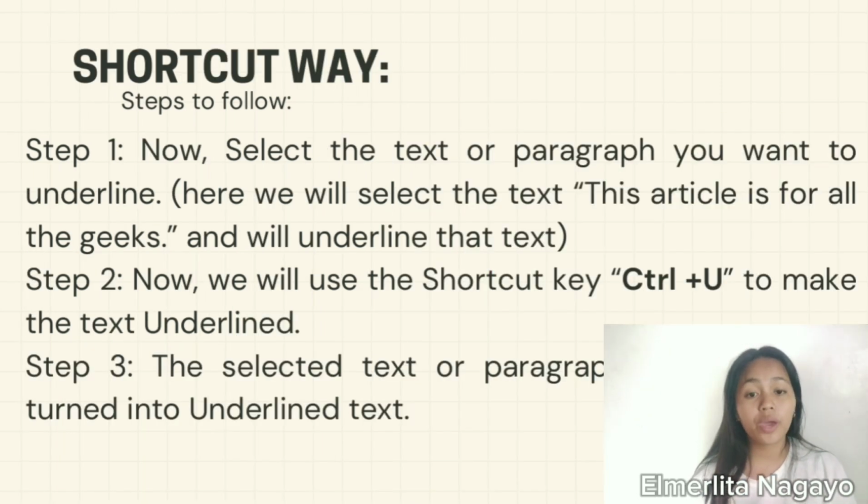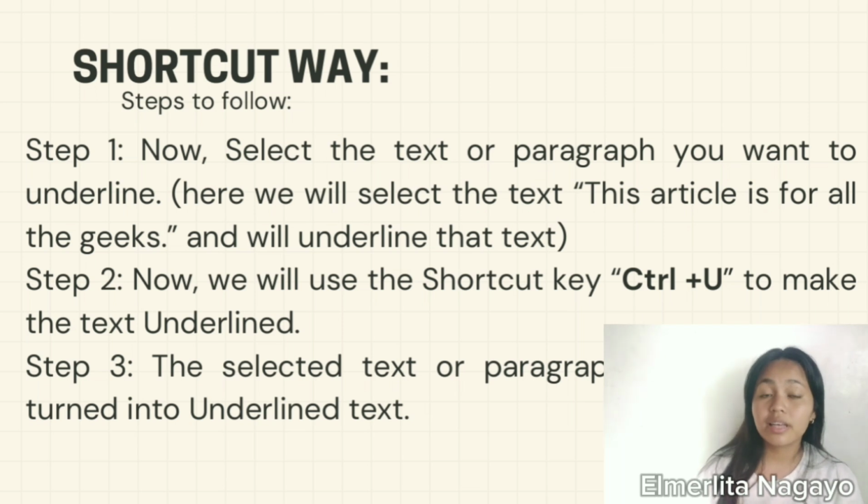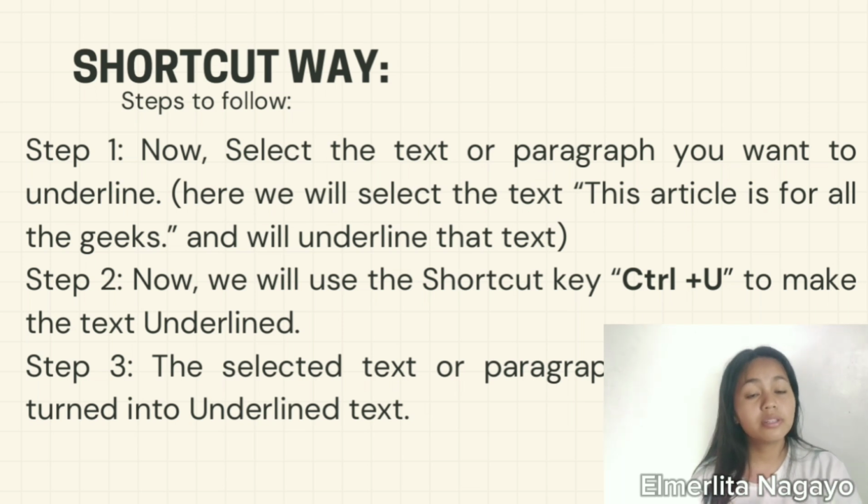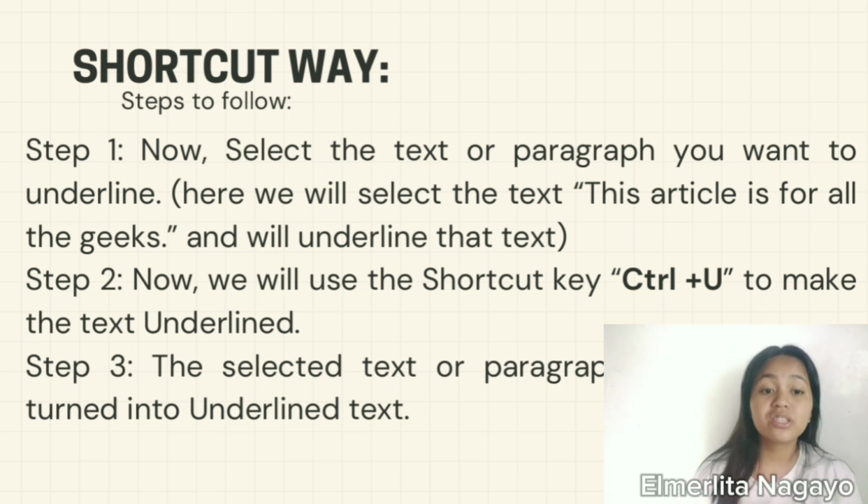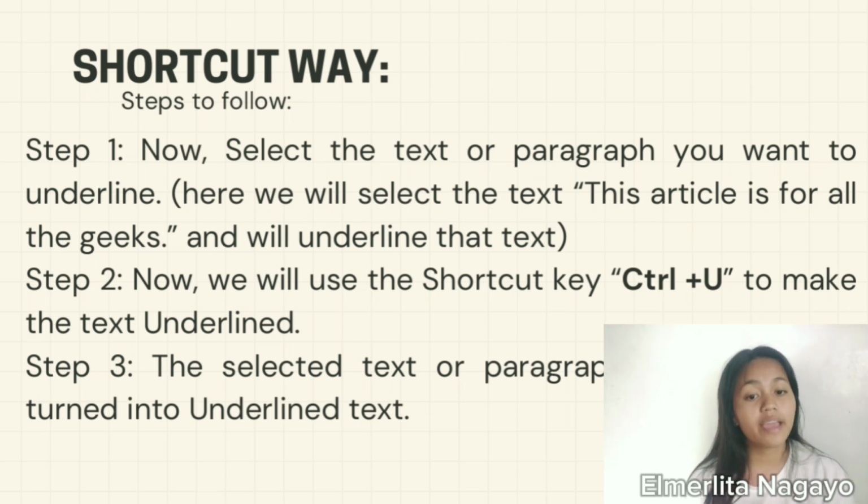So, now, the shortcut way to underline the text is: select the text or paragraph you want to underline. Then, press Ctrl plus U to make the text underlined.